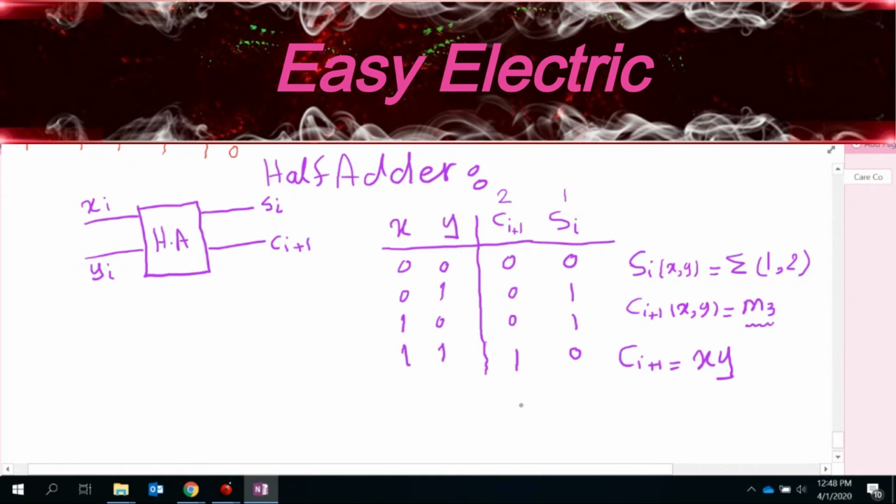How about Si, X plus Y? If you want, you could even use the K-map for this to get the very simple form.